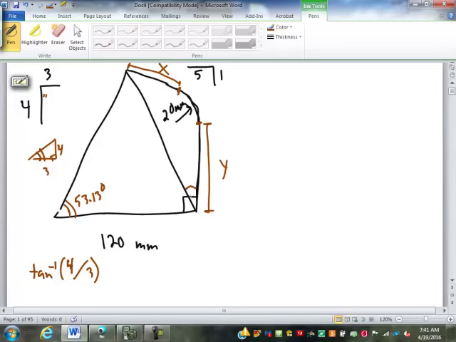Now what that means over here, since that's also 53.13 degrees, it means this one here is 36.87 degrees. Which means this here, by the way, 73.74 degrees. How did I get that? Perfect. 180 minus 53.13 twice, yes.